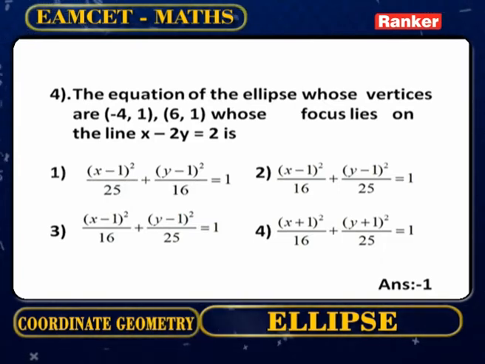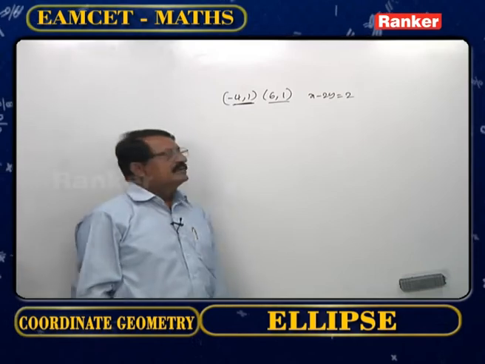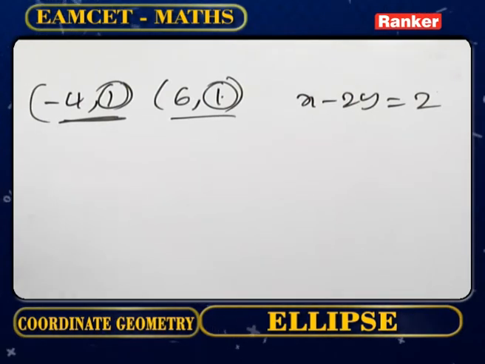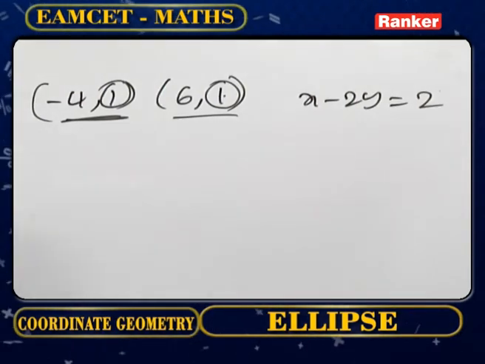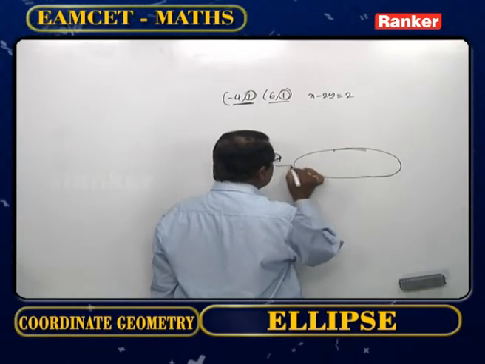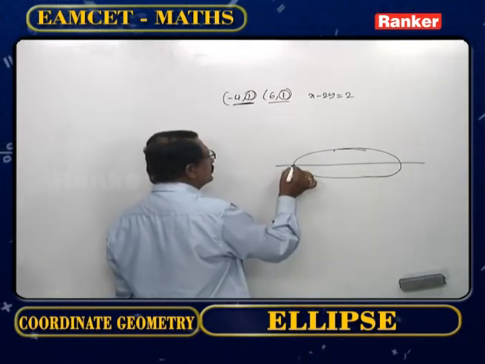The equation of the ellipse whose vertices are minus 4 comma 1 and 6 comma 1, whose focus lies on the line x minus 2y equals 2. Now the vertices of the ellipse are given as minus 4 comma 1 and 6 comma 1. In the given 2 points the y coordinates are equal, so the line segment joining the 2 points is parallel to the x-axis. In that case, the major axis of the ellipse is parallel to the x-axis.